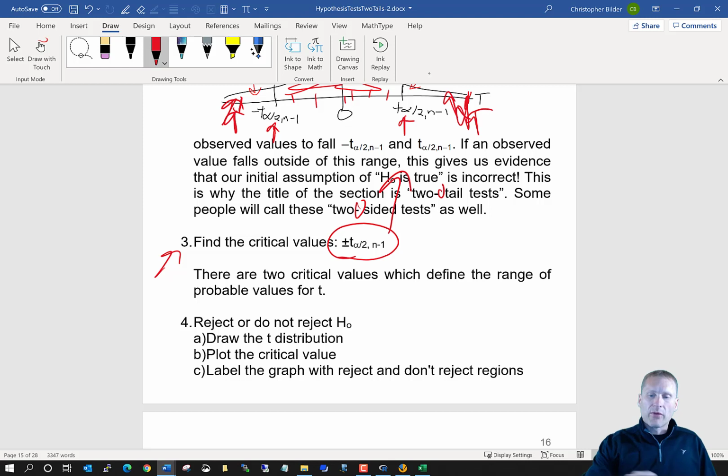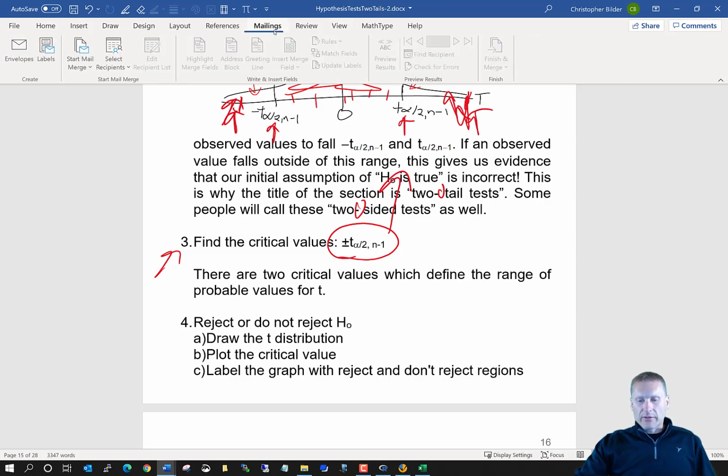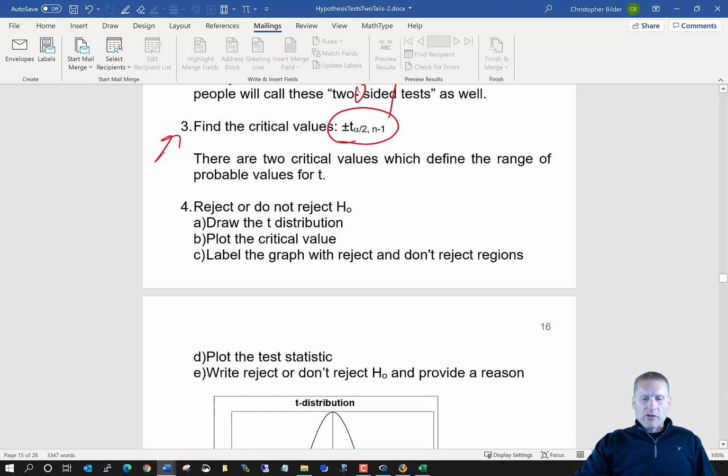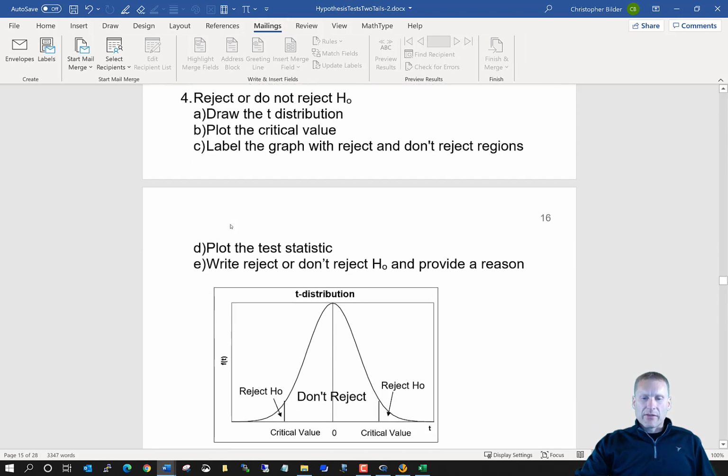That's what I was referring to above. Again, we can use the qt function from R to find these for us. And then step 4, decide if you reject or don't reject. Especially when you're first learning how to do hypothesis tests, it's always helpful to draw out what the t-distribution would look like. It doesn't have to be to scale, but if you draw it out, this will really help you understand how the hypothesis test works.